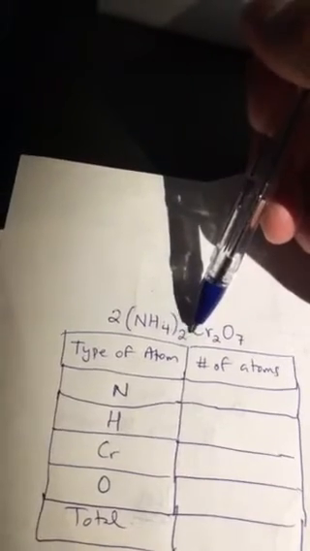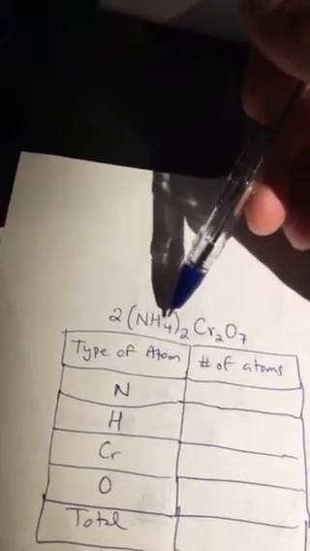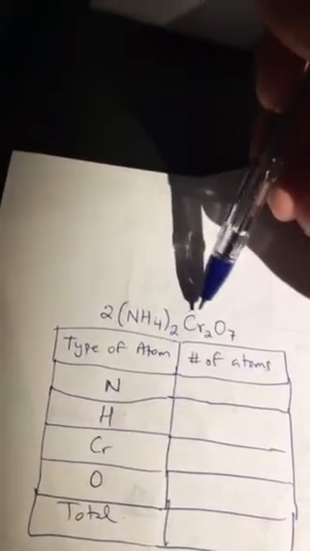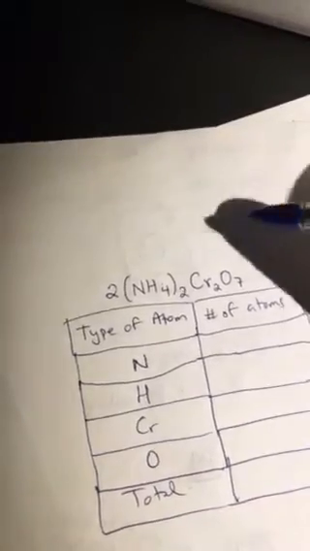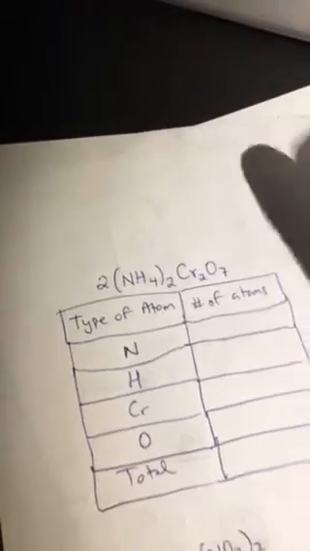This 2 will only apply to the nitrogen and the hydrogen. This 2 will only apply to the chromium. This 7 will only apply to the oxygen. So let's find oxygen first, okay? So you see 7 times 2, okay? So to find oxygen, you do 7 times 2, because this 2 is for everything that is after. 7 times 2, 14.